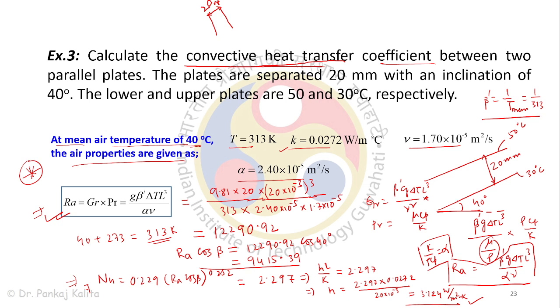Now the plates are separated by 20 mm. The lower and upper plates are at 30 and 50 degrees Celsius respectively. So the upper plate is at 50 degrees and the lower plate is at 30 degrees Celsius. Now we have to calculate the convective heat transfer.